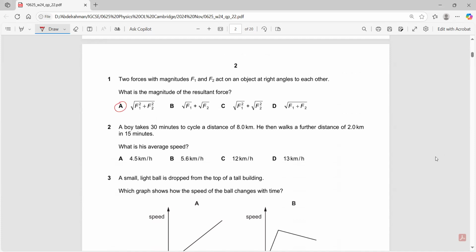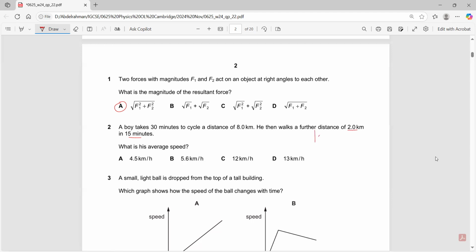A boy takes 30 minutes to cycle a distance of 8 kilometers. He then walks a further distance of 2 kilometers in 15 minutes. What is his average speed? We need the speed in kilometers per hour. So, total distance over total time.